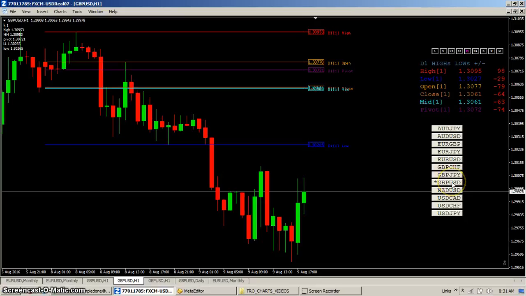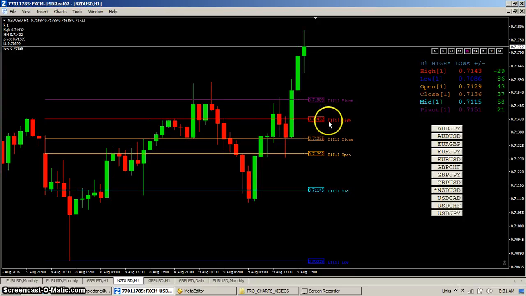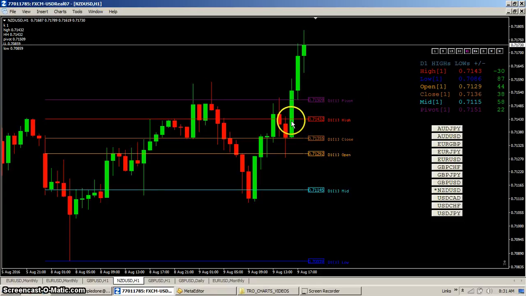So you see here we're at the pound dollar, but we wanted to click on this and switch to the New Zealand dollar. And you can see here once again there was a breakout. And the breakout was here. I wonder, maybe I've got the pivot calculation wrong. Well, we'll worry about that later. I usually don't use pivot anyway.